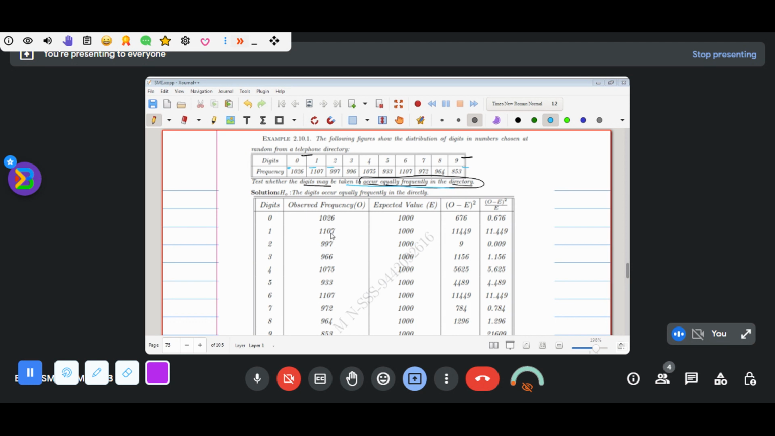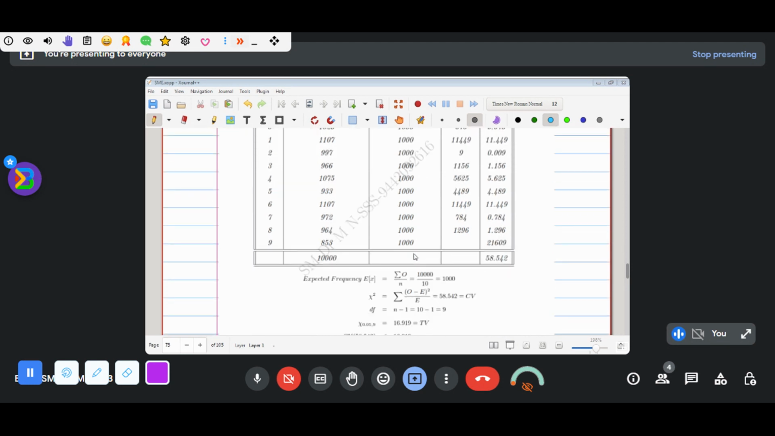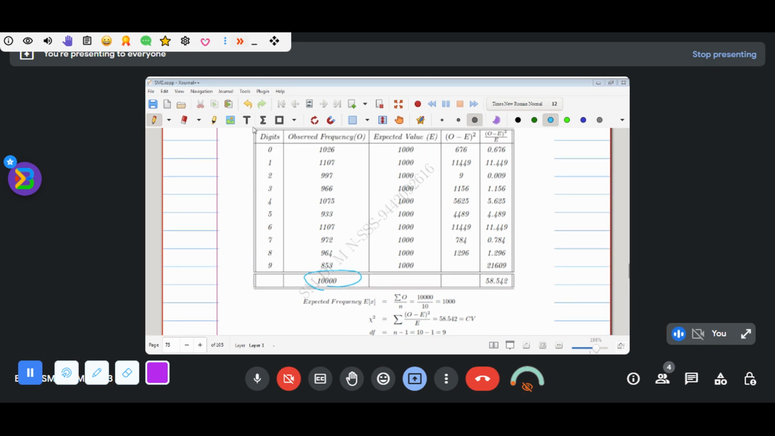1026, 1107, 995, all values I am putting here. And then you want to find the summation value. This overall summation is this one. And the number of data values: 0 is included. Therefore, the number of values is n equal to 10, not 9, because 0 is included. Therefore, n equal to 10.